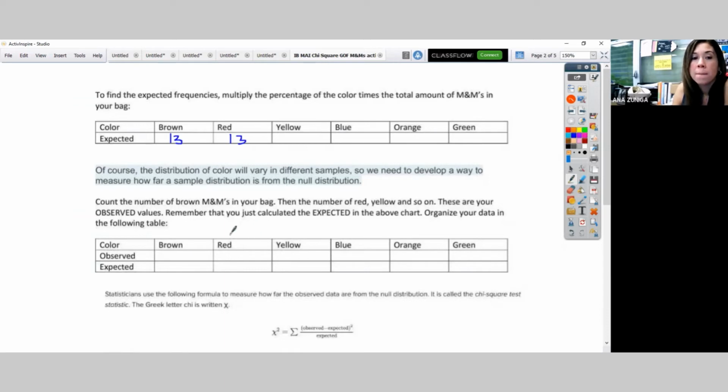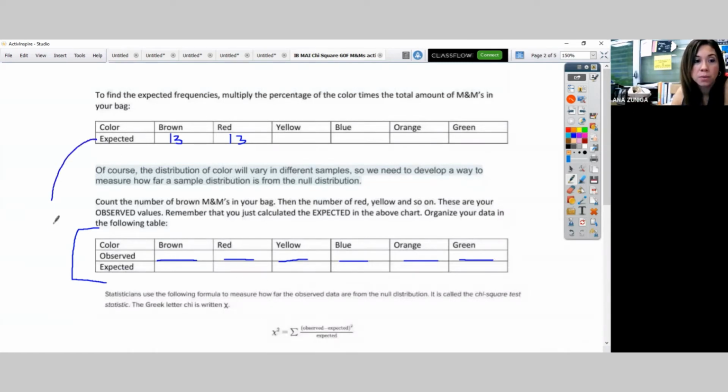Okay, once you have completed figuring out your expected values, you're going to fill in this chart. The observed is, in reality, in your bag, how many brown M&Ms do you have? How many red M&Ms do you have? How many yellow M&Ms? So these are observed because this is literally what you have right now on your paper on your desk. This is the amount of brown, amount of red, amount of yellow, amount of blue, orange, and green that you have in that particular bag.